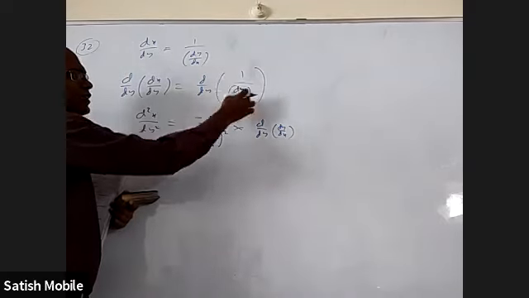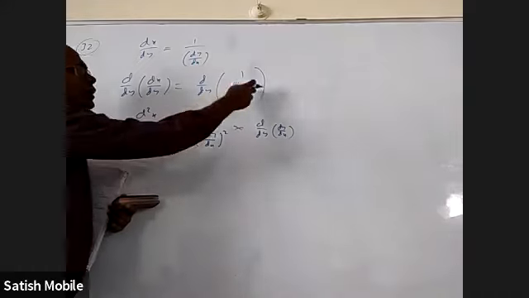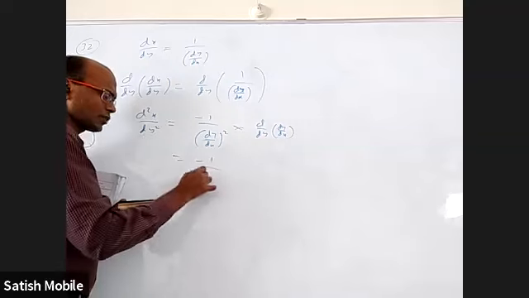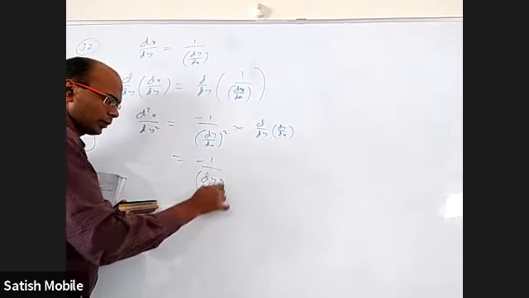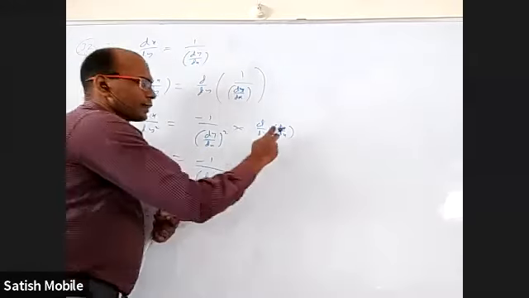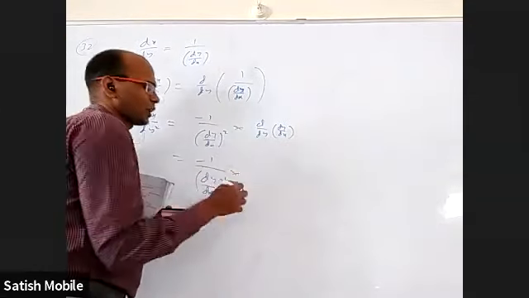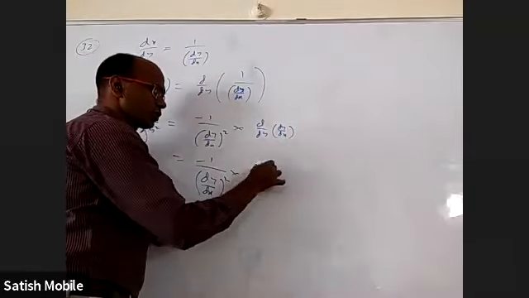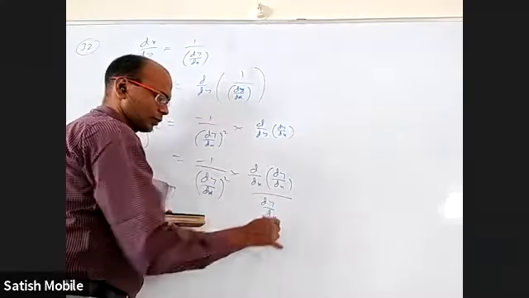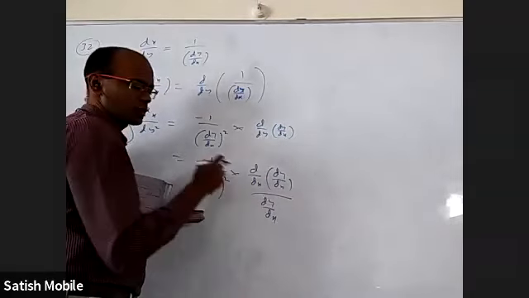Let us call this f of x. 1 by f of x, what is the derivative? Minus 1 by f square into derivative of this, f dash with respect to y. So minus 1 by dy by dx whole square. This with respect to x, if I do it, it would have been d square y by dx square, not with respect to y. So what to do? d by dx of dy by dx by dy by dx. This dx and this dx will go, this dy will come here.